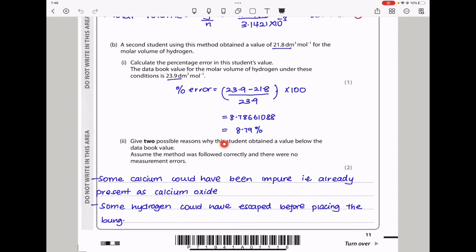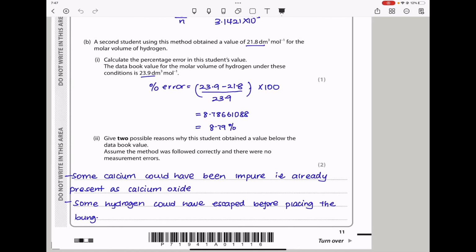Give 2 possible reasons why the student obtained a value below the data book value, assuming the method was followed correctly and there was no measurement errors. If there were no measurement errors, it means either some gas was lost or the mass of the solid used initially was not 100% calcium. So I said some calcium could have been impure, meaning maybe an oxide was already present, or some hydrogen could have escaped before placing the bank, meaning some volume of gas was not collected.